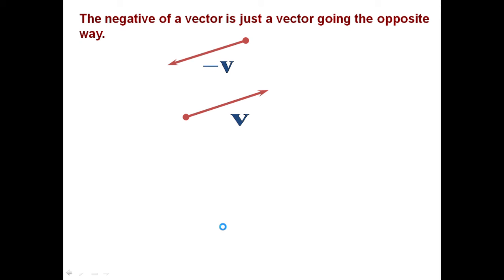Similarly, this is very important: if you are given a vector v and you have to find the vector minus v, you just have to reverse the direction keeping the magnitude the same. For example, you can see this is vector v and this is another vector, minus v. They have the same magnitude but are totally opposite in direction. This is what a negative vector means.